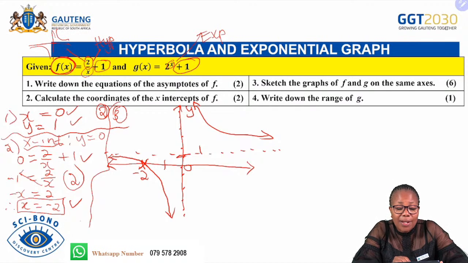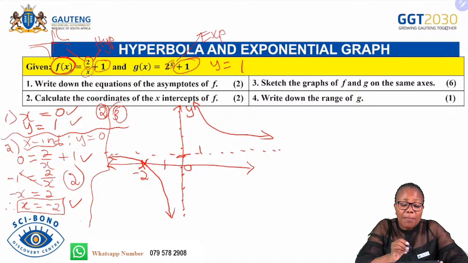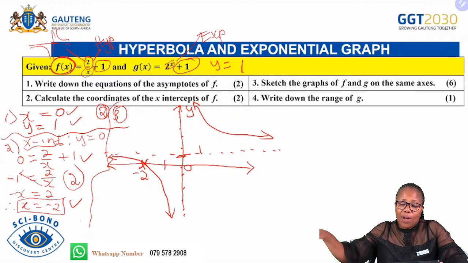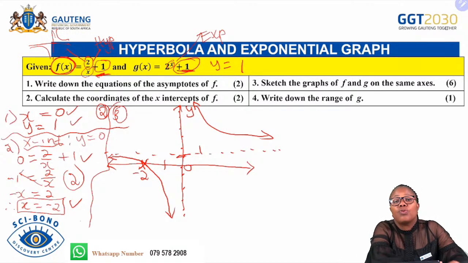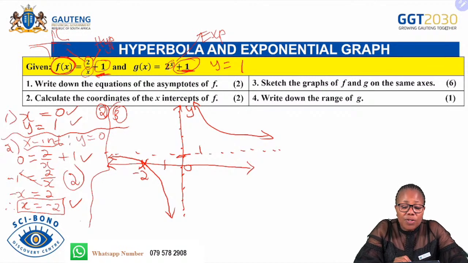Now for this one, the asymptote is also at what? Y equals to 1. Remember the exponential is having only one asymptote, which is the horizontal one. So that means these two graphs are sharing the same asymptote at y equals to 1. Okay, great. And then now remember 2 to the power x, if you put a 0 there, that will be 1 plus 1. Therefore, this graph will cut at 2 there.